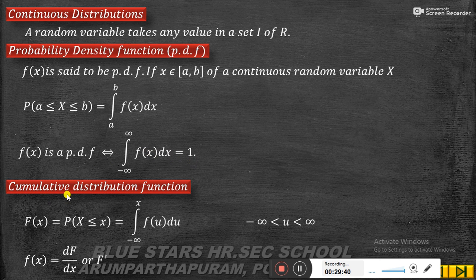Next, cumulative distribution function. Cumulative distribution function means F of x equals probability of X less than or equal to x, equals integral minus infinity to x f of u du. Here u lies between minus infinity and plus infinity, that means f of x equals dF by dx, or F dash.